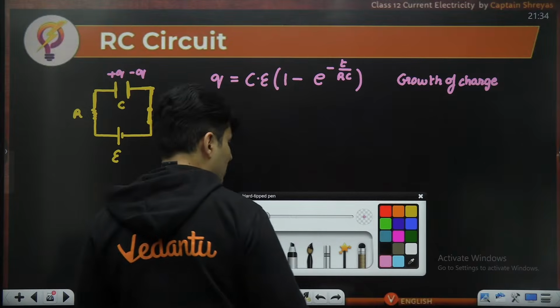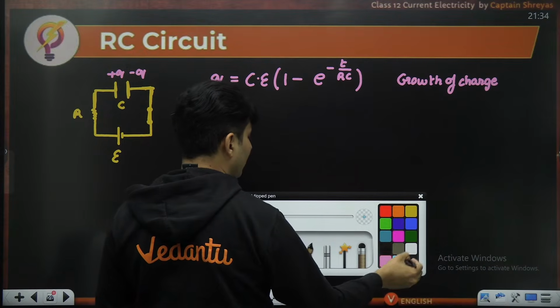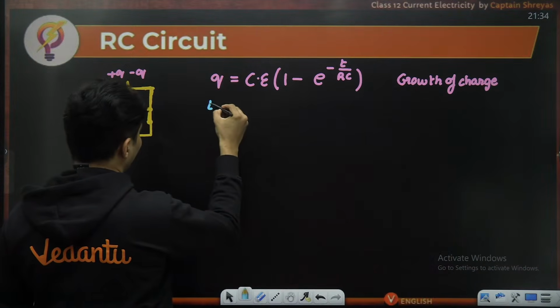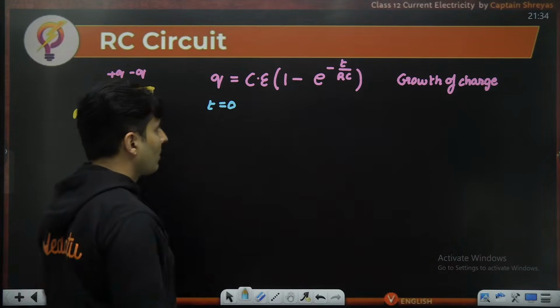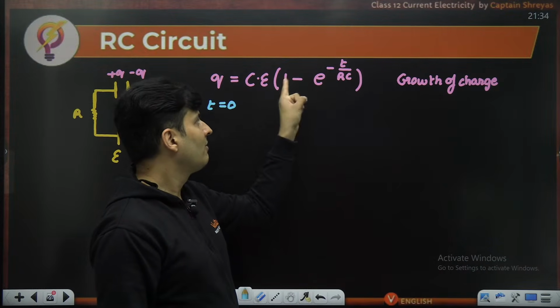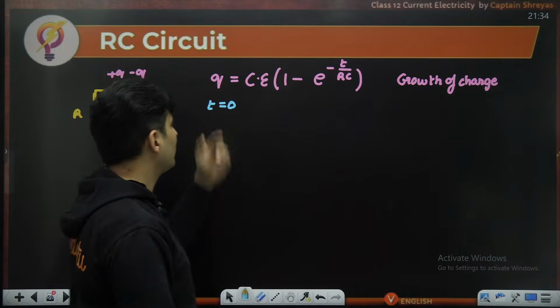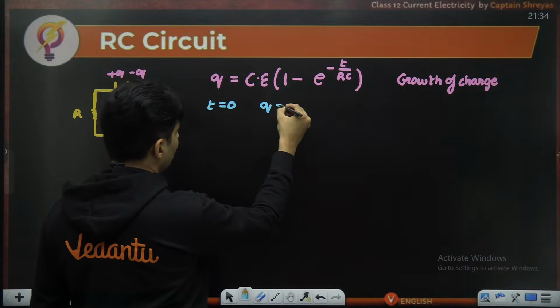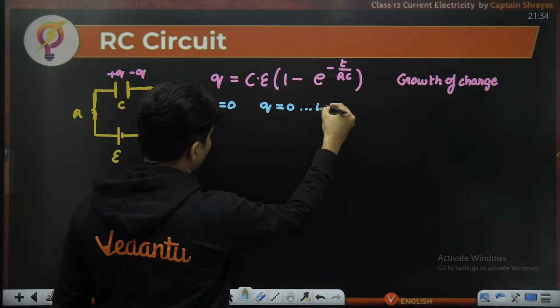And if you put some special values, it becomes even more evident. Like for example, when the time is 0, if you put the value of time as 0, e raised to 0 is 1, 1 minus 1 is 0, so the charge on the capacitor will also be 0. That is initially.